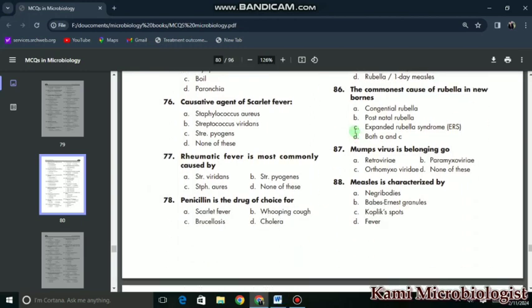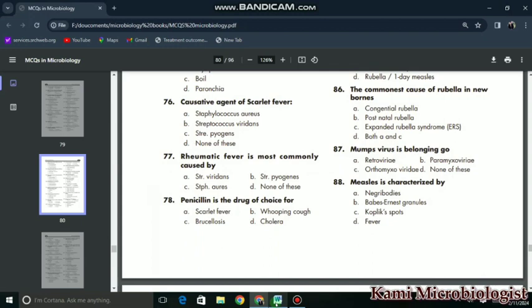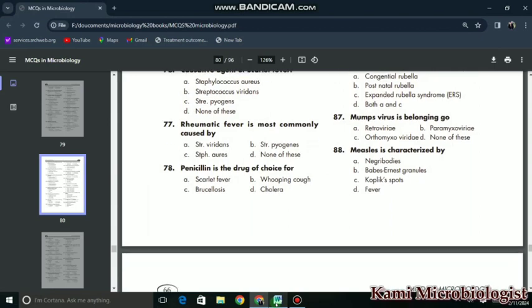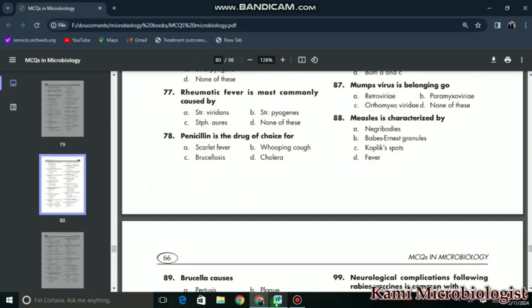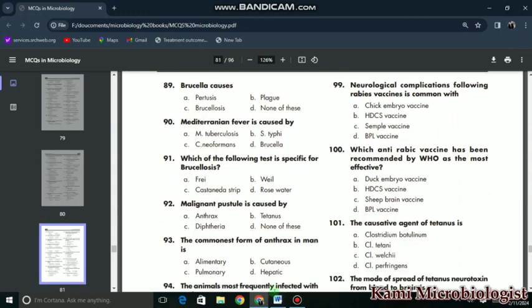86 MCQ says the commonest cause of rubella in newborns. So in newborns, it is congenital rubella, expanded. So we can say A and C. So D is the correct option, both A and C. Then we have 87. Mumps virus belongs to Paramyxoviridae. B is the correct option. MCQ number 89 says that brucella is caused by brucellosis. C is the correct option.